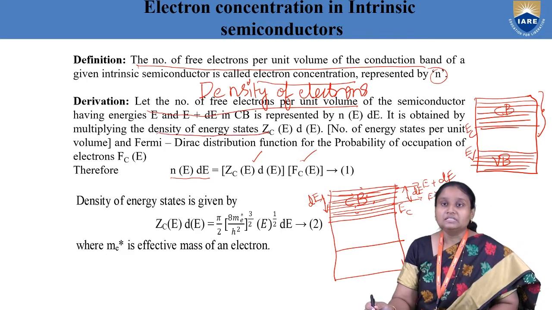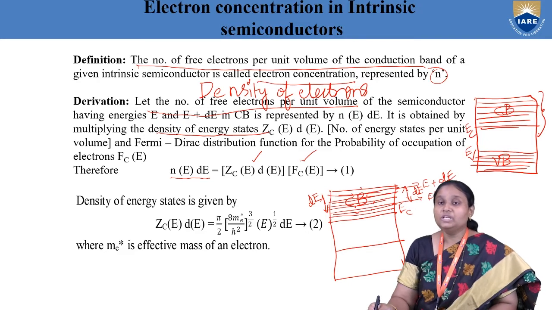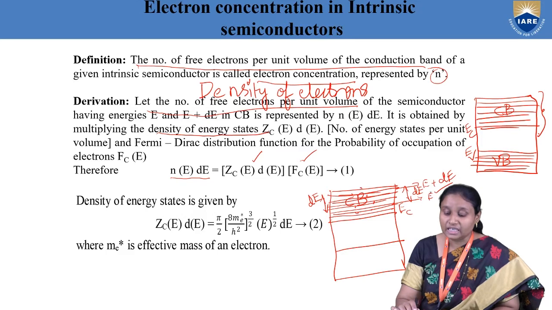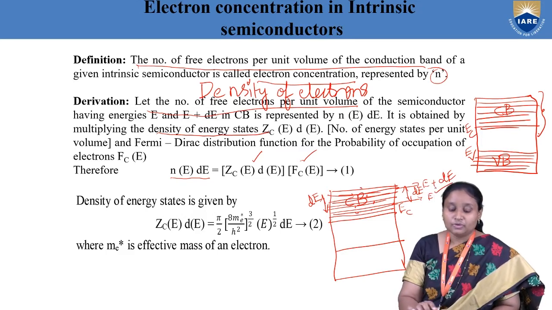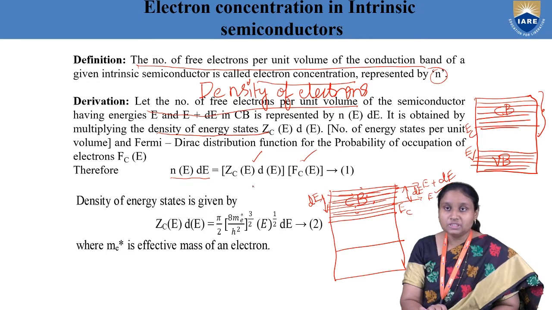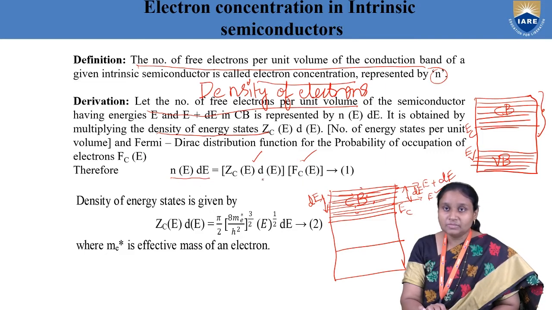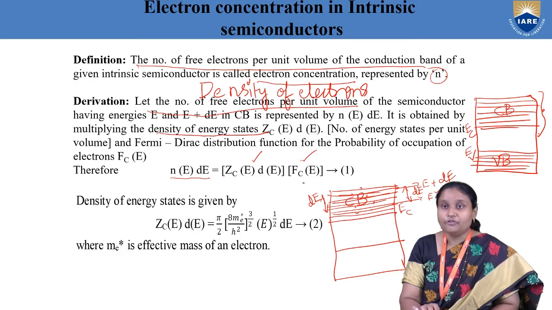So what do we mean by density of energy states? Density of energy states is nothing but how many energy states are present per unit volume in the energy interval dE. So what is the first term that I am using to get the expression for density of electrons in a small energy interval dE? The first term is how many energy states are present per unit volume in the small energy interval dE, multiplied by F of E.